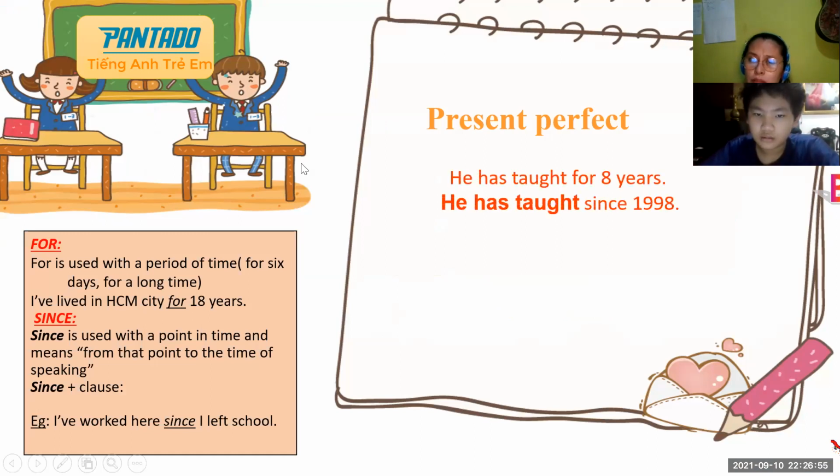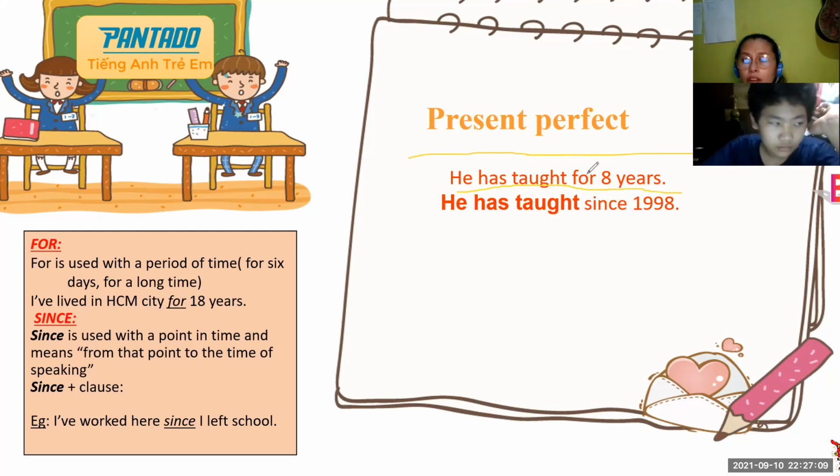So here is also the present perfect. So when we say present perfect tense, for example, he has taught for 8 years. This for, since, it is very useful for the present perfect. It's already in the past, but it's still continuous present perfect. So he has taught for 8 years. He has taught since 1998.